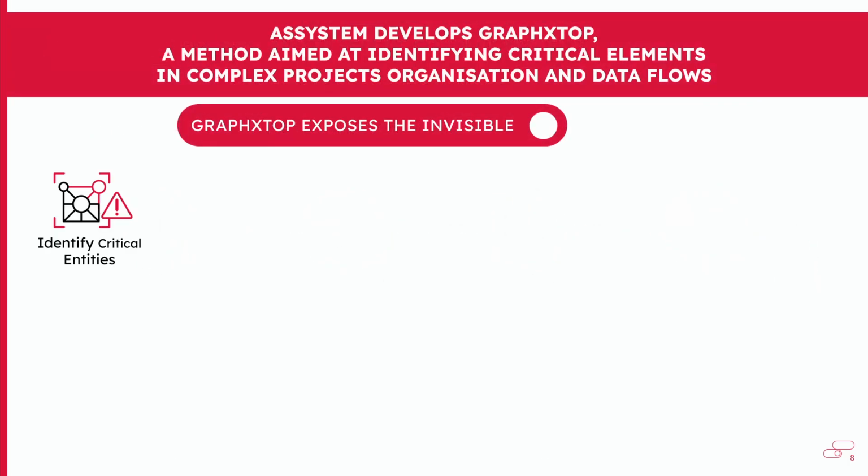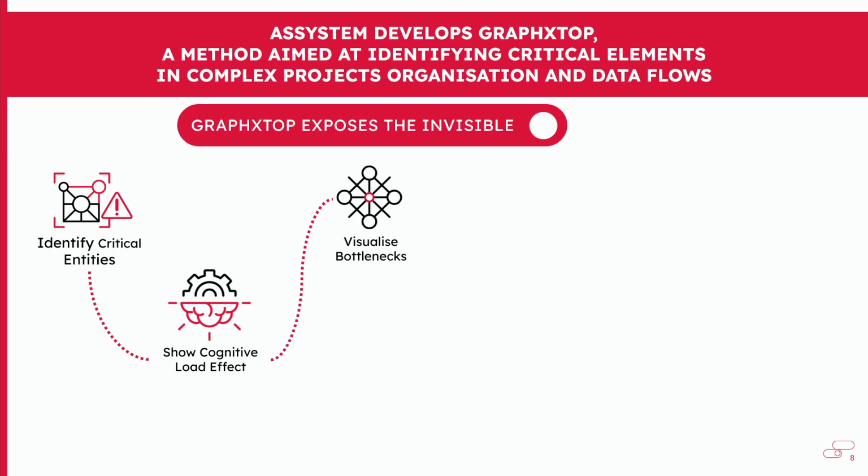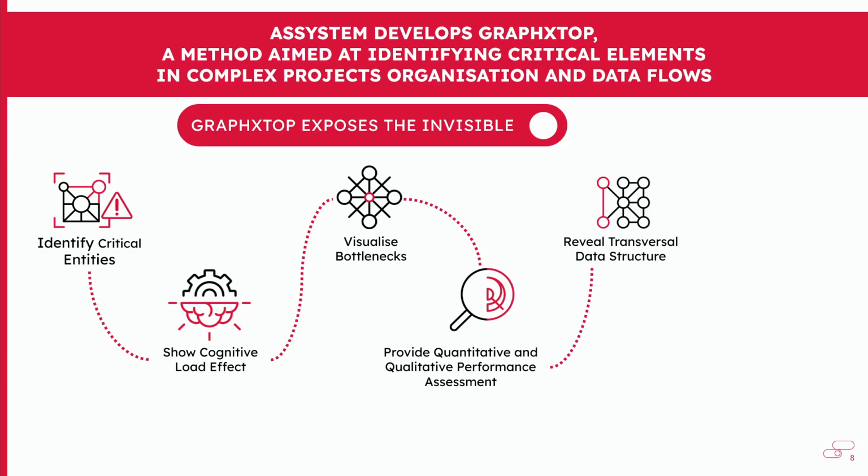So what we do with this method, we aim to identify critical entities in performance, to show cognitive load effect and how, to visualize bottlenecks in the data flows, and to provide some way of qualitatively and quantitatively assessing performance. Then we are going to reveal transversal data structure. We are going to explain what data transversal structure means, and even test new systems before implementation.